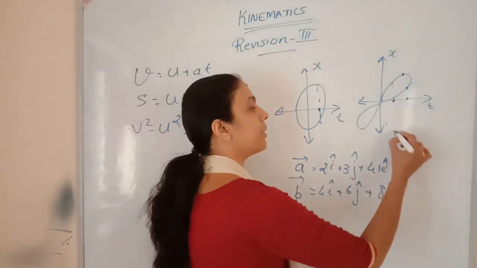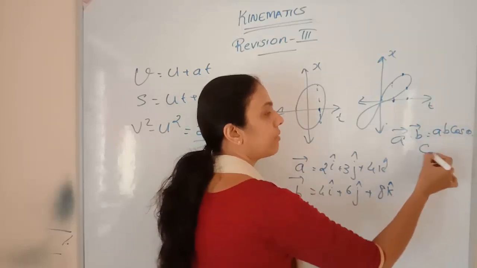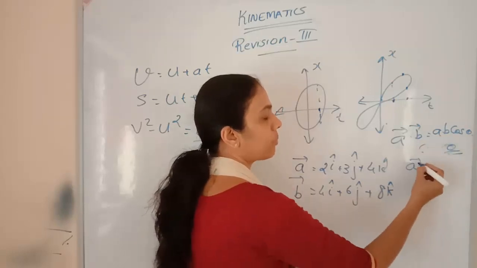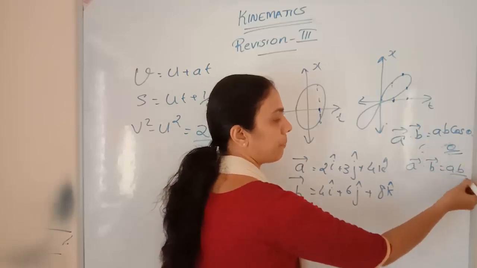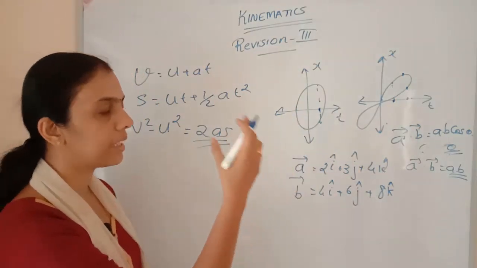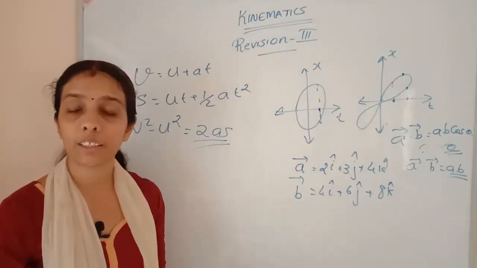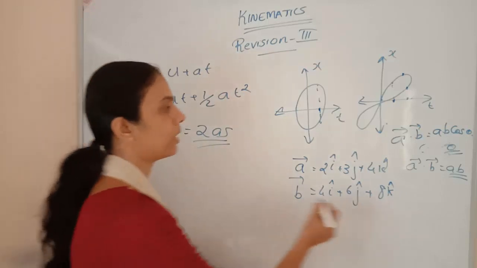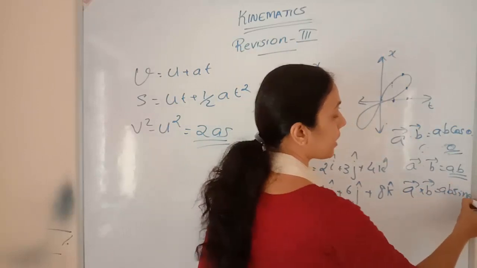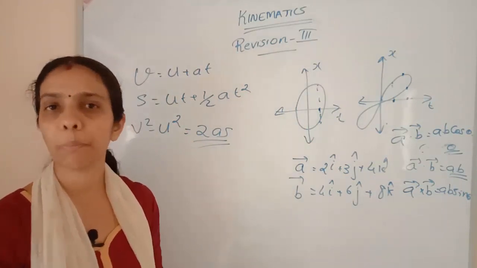How can we find out whether it is parallel or not? We know that if we find A dot B, it is AB cos theta. If theta is equal to 0, then A dot B will be equal to AB. So for parallel vectors, theta will be equal to 0. Or we can find A cross B, which is AB sin theta. Sin 0 is 0. If the angle between A and B is 0, then we can say both are parallel to each other.